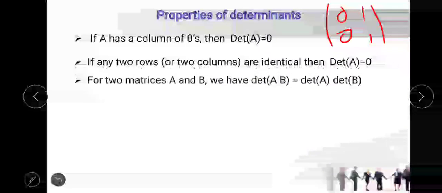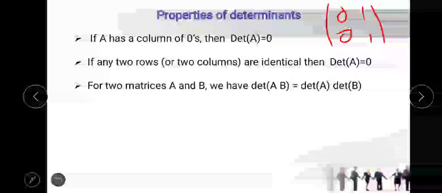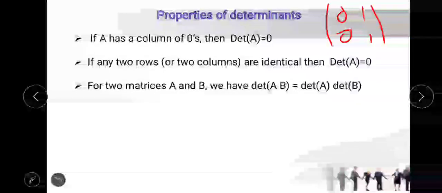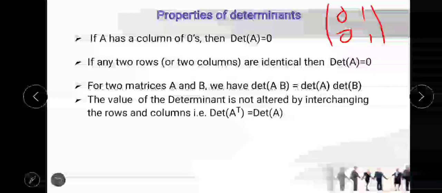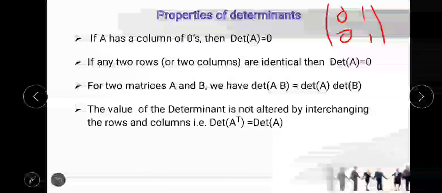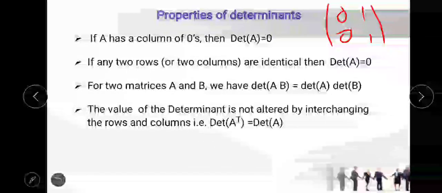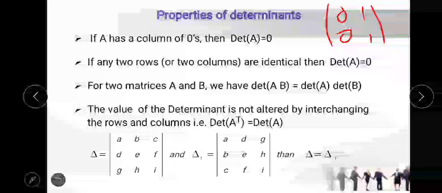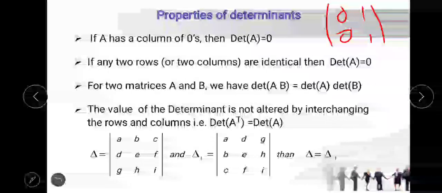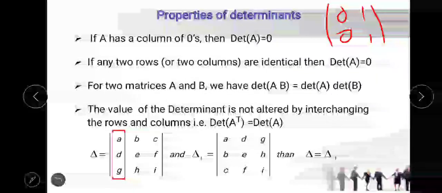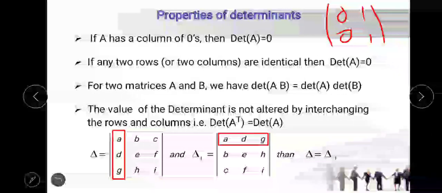For two matrices A and B, the determinant of a product is equal to the product of the determinants. The value of the determinant is not altered by interchanging the rows and columns. That is, the determinant of A transpose is the same as the determinant of A. You can see here, the first is the determinant of a matrix, whereas the second is the determinant of its transpose. Both the determinants come out to be the same.